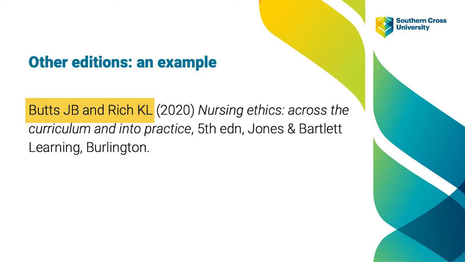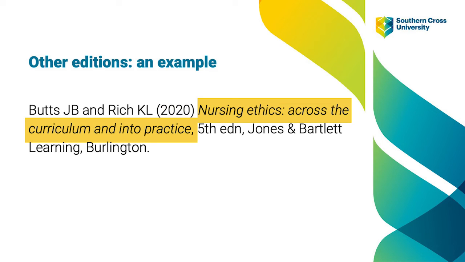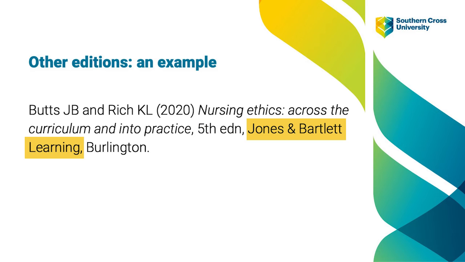Again, our reference starts with the author's names followed by a space and then their initials. The two authors are separated by an and. After the last author's initials, we have a space before the date, 2020, in round brackets. Next comes the title in italics and sentence case. Now this book is in its 5th edition, and this information is after the title in abbreviated form. Then after the edition information, a comma is included, followed by the publication name and location, and finally a full stop.